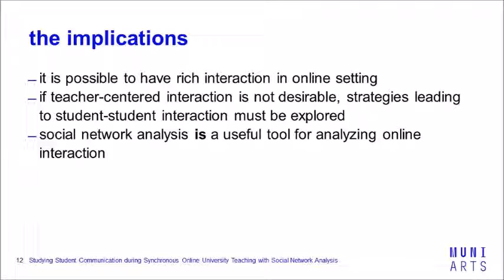So what are the implications? First of all, it is possible to have rich interaction in an online setting, and you could see that especially in course C, that it is possible to have student-to-student interaction. Anything is possible, but apparently it's not easy, and it's not very simple in an online setting. And if teacher-centered interaction is not desirable, then we have to find strategies which lead to student interaction, which would be great for qualitative deep insight research.